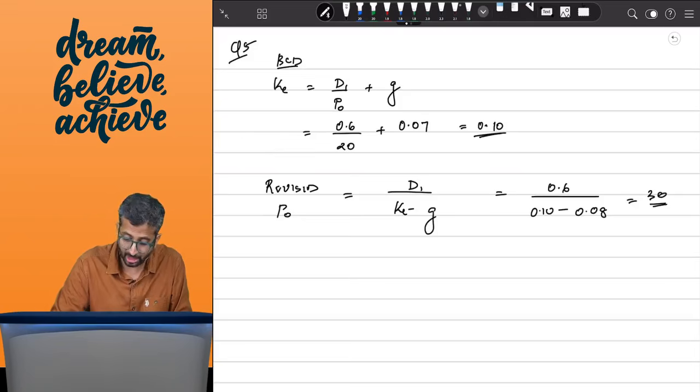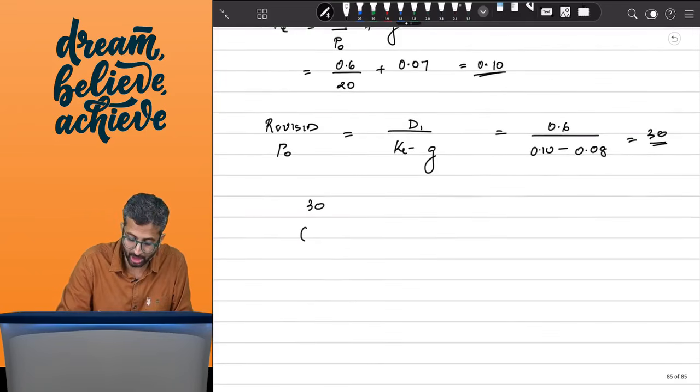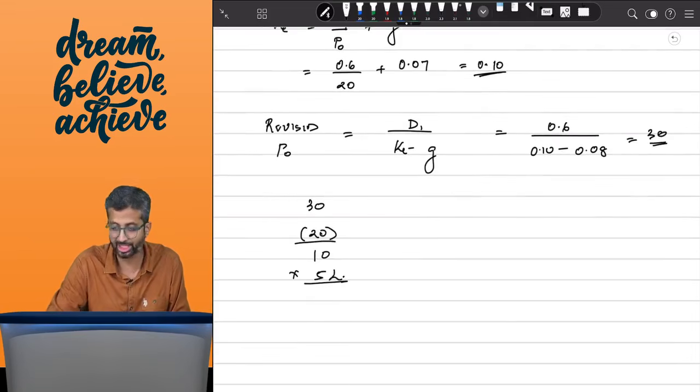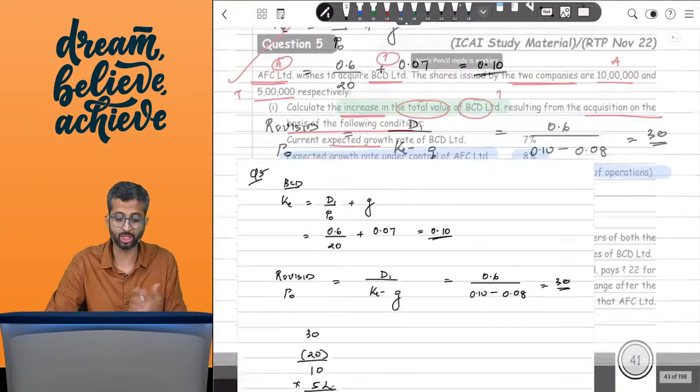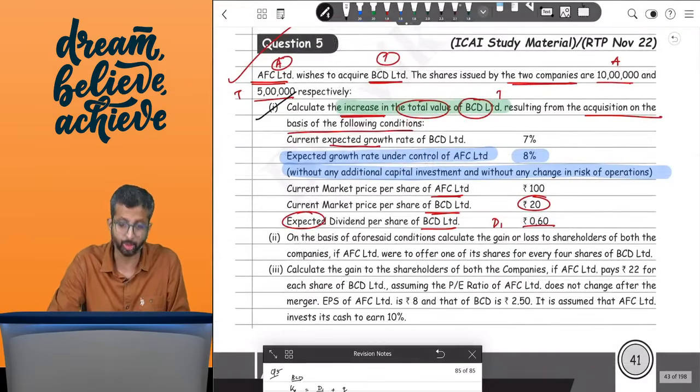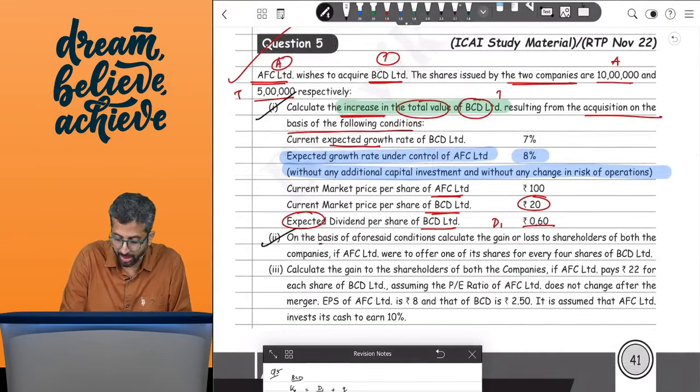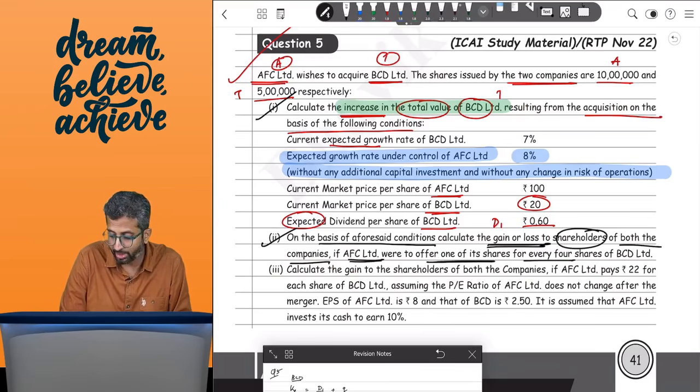So the increase in BCD's value is going to be 30 minus 20, that is equal to 10 per share, and if there are 5 lakh shares in BCD, that comes to 10 into 5, whatever is the total increase in the value of BCD. That is sub point 1. Sub point 2 says, on the basis of the aforesaid conditions, calculate the gain or loss to the shareholders of both the companies if AFC were to offer 1 share for every 4 shares of BCD.